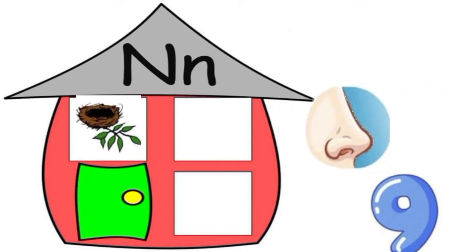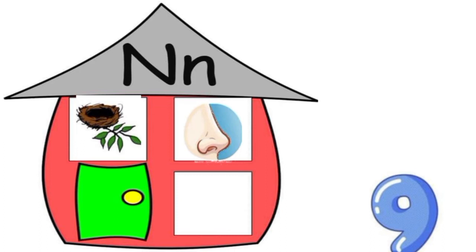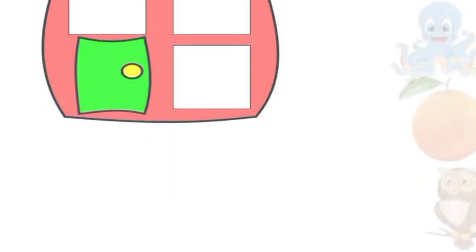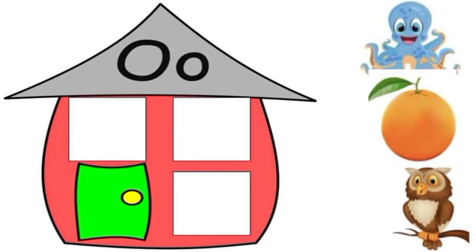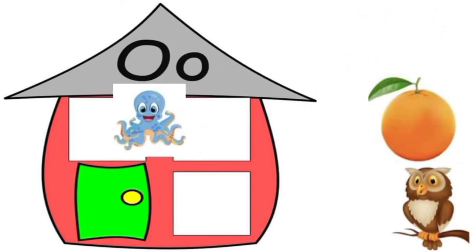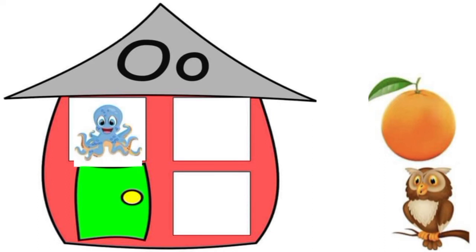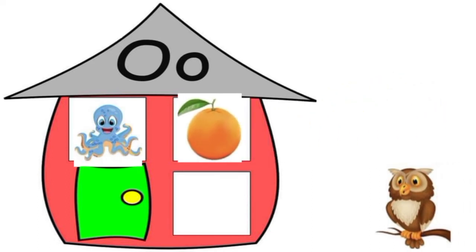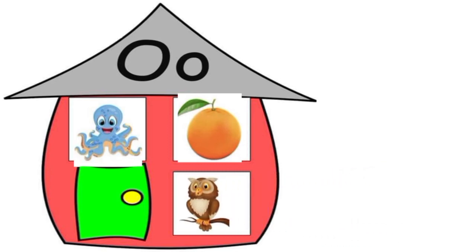N is for nose. And N is for nine. O. O is for octopus. O is for orange. And O is for owl.